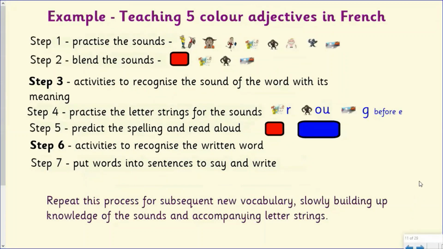So if we have a look at what this might look like very early on in year 3, when we're teaching some colour adjectives, I would say, first of all, let's practice these sounds. That would be step 1. And then we would blend the sounds. So to make red, it would be rouge. Then there would be lots of activities to practice recognizing the whole sound of the word and what it means. Then I would show them the letters that make these sounds. And then I would get them to have a go at slowly spelling out the word using this little code.